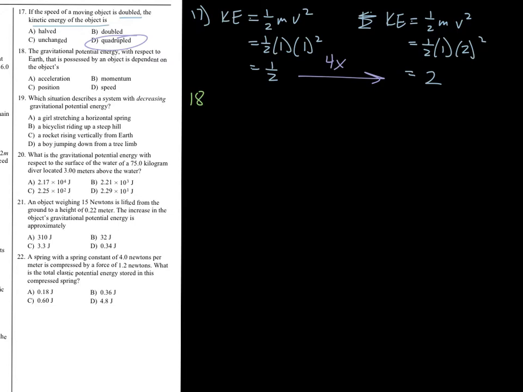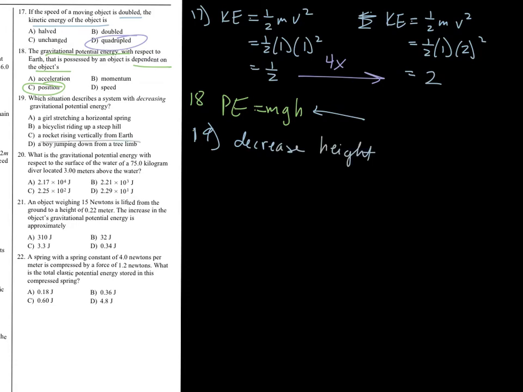Number 18. Gravitational potential energy with respect to the Earth is dependent on the object's position. Potential energy is equal to mgh. Okay, 19. Now we're talking about how to decrease the gravitational potential energy. Since it's dependent on height, if we want to decrease it, you want to decrease the height. The only one that fits that is choice D, jumping down from a tree limb.